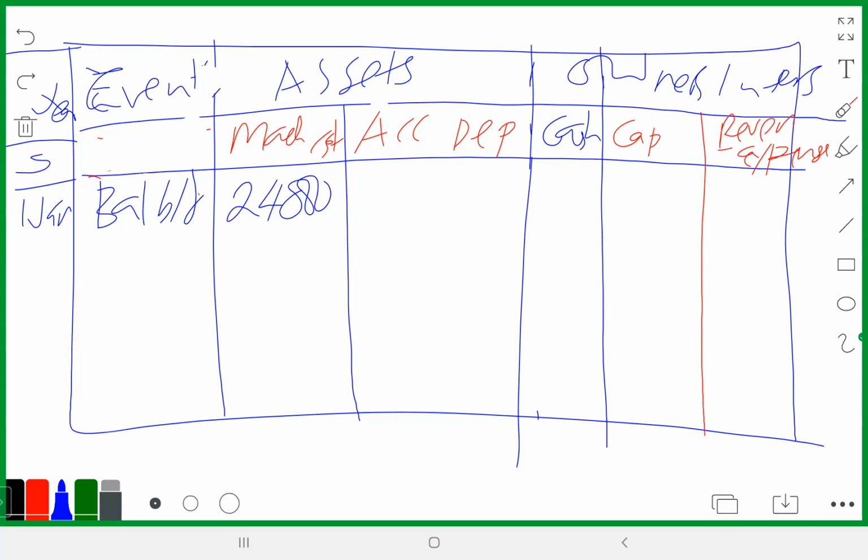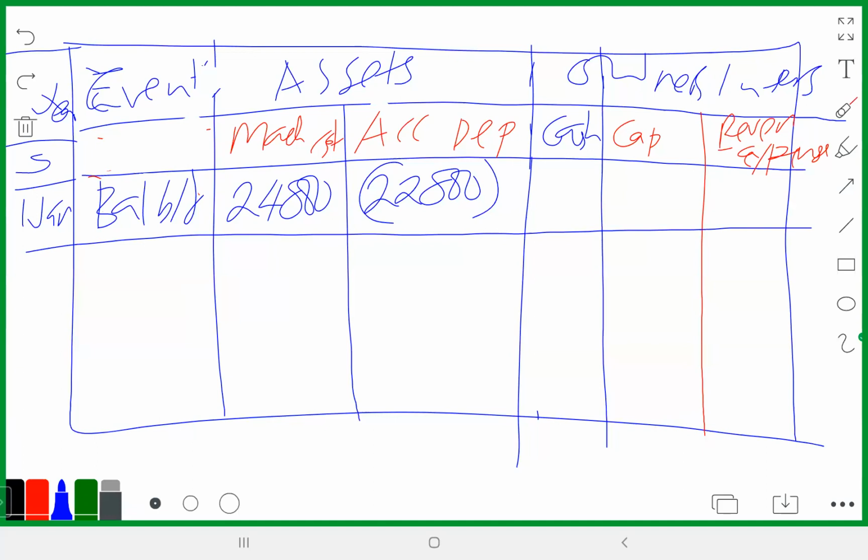Then accumulated depreciation. It was using the straight line method. We found that the accumulated depreciation was 22,000, isn't it? I'm just reminding you what we did already. That was our total depreciation. Okay, that is 1st January.